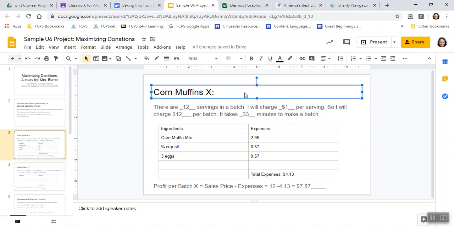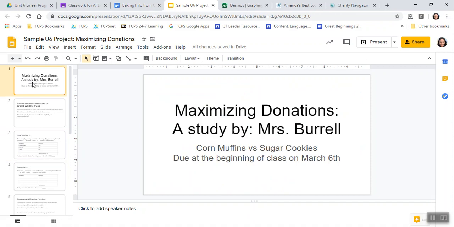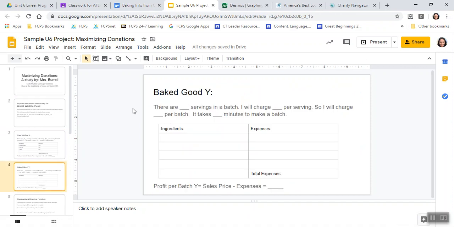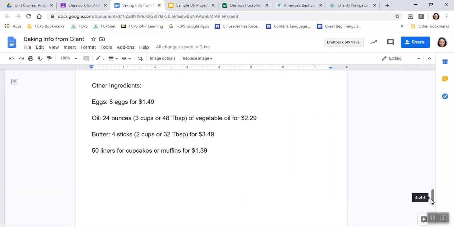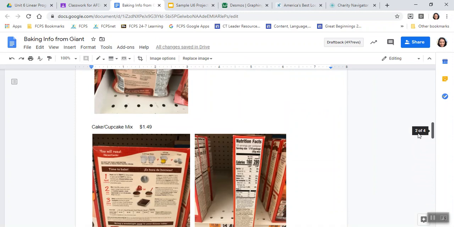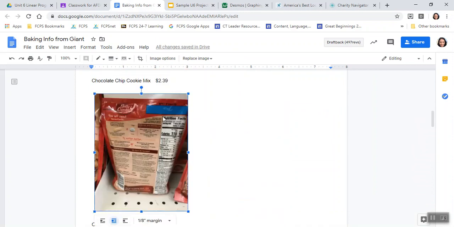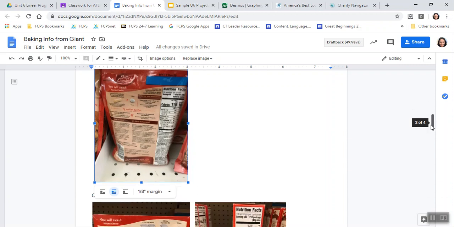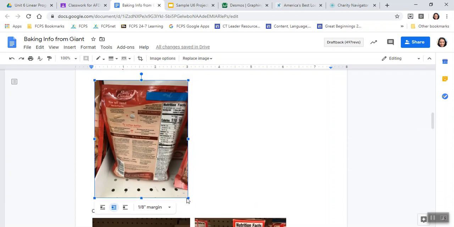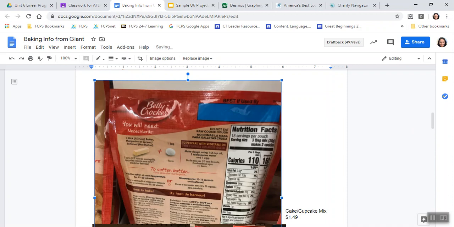Okay, so we finished up my slide for corn muffins. Now we're going to do the next slide. My second food was sugar cookies. Okay, so for sugar cookies, again, you have to go back and find the servings and then figure out what you're going to charge per serving. So I'll look at the baking info. I don't have sugar cookies on here, so maybe I'll compare it to this one, chocolate chip cookie mix. But again, this is not exactly the right thing for sugar cookies. Okay, so this says it has 18 servings, so I'm going to say the sugar cookies would also have 18 servings.